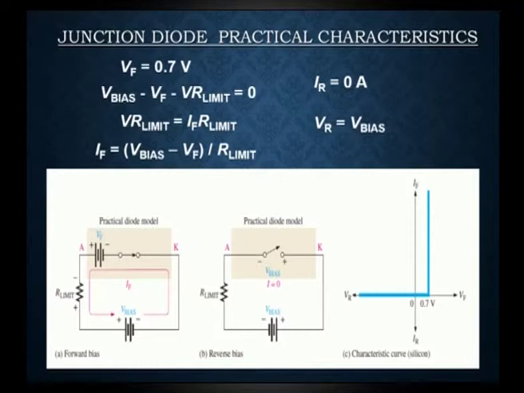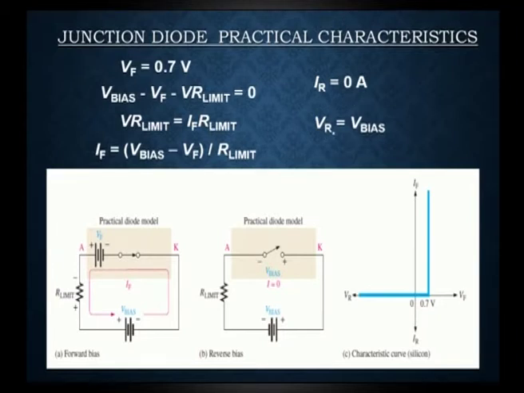In the ideal case Vf is 0, but here Vf of 0.7 volts is required. It is the minimal forward voltage where we can get the current. When Vf is equal to 0.7 volt in the circuit, we will get the current, which can be found with the help of KCL: If is equal to V bias minus Vf divided by R limit. And the circuit in reverse bias is open, when IR is equal to 0 and VR is equal to V bias.